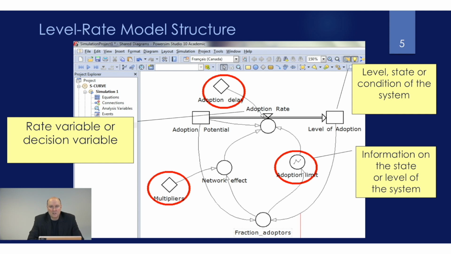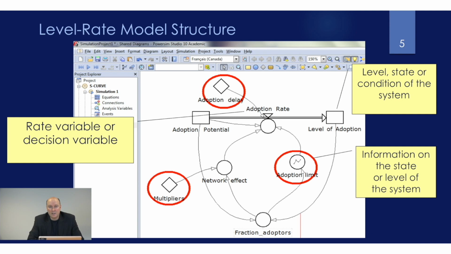Now, each of these variables has different units of measurement. For example, a level variable or a stock or a state variable will tell you how many there are in that box. So it tells you about the level of the system. On the other hand, the rate variable will have a value which is per period of time. And therefore it's telling you the speed at which the system changes.